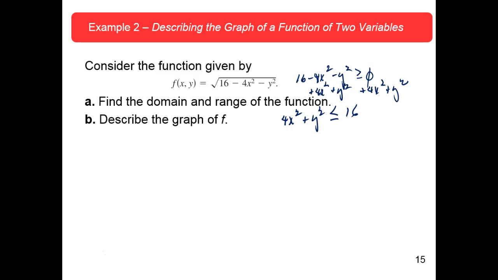If you go back, and this wasn't exactly in that earlier, but I tried to talk about it some. This is a weird way to do it, but it certainly works. If you divide everything by 16, that gives you x squared over 2 squared, plus y squared over 4 squared, is less than or equal to 1. Now, what that describes for you is this.